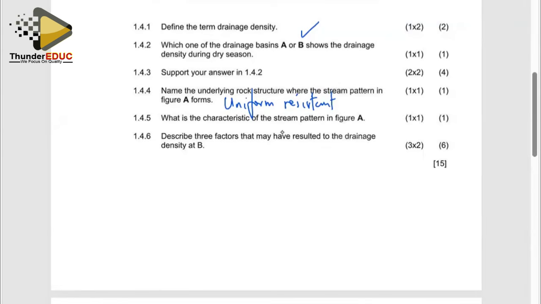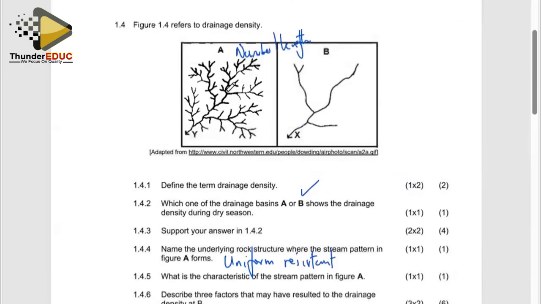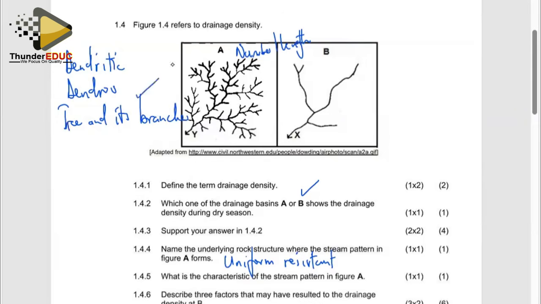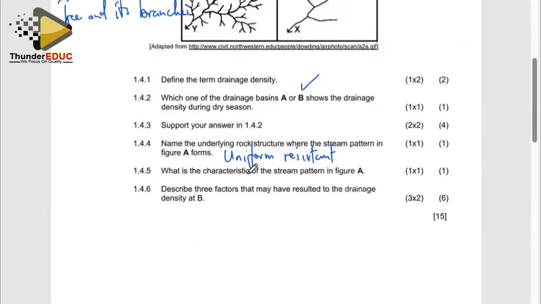What is the characteristic of the stream pattern in figure A? What's the feature of the stream pattern? If you look, this is dendritic, and where does the word dendritic originate from? It is from dendros. And what's the meaning of dendros? It means a tree and its branches. So if you check the nature of this drainage pattern here, it resembles a tree and its branches. So that is basically how you can describe the nature of the pattern there.